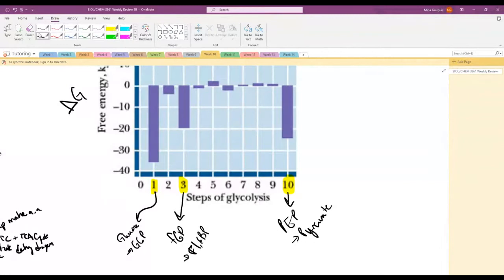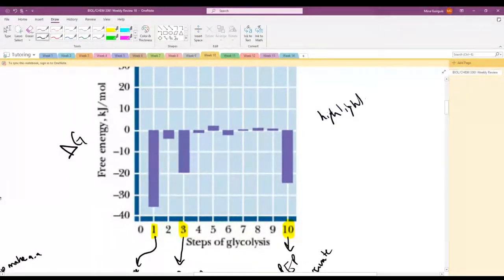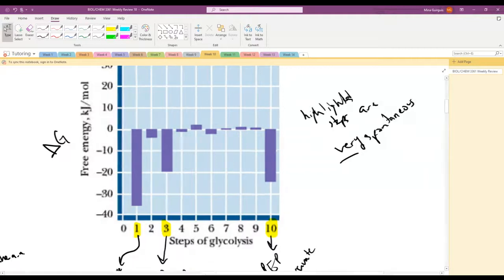Everything else is pretty close to neutral, right? So these three highlighted steps are very spontaneous. Linking back to what we talked about in the metabolism unit, catabolism and anabolism tend to use the same enzymes for the reverse pathways. So this is glycolysis, and gluconeogenesis is almost the reverse of glycolysis. These highlighted steps are the steps that gluconeogenesis cannot steal.